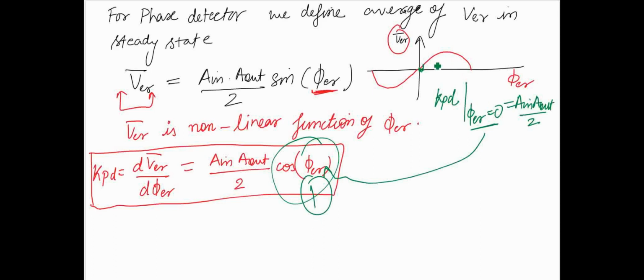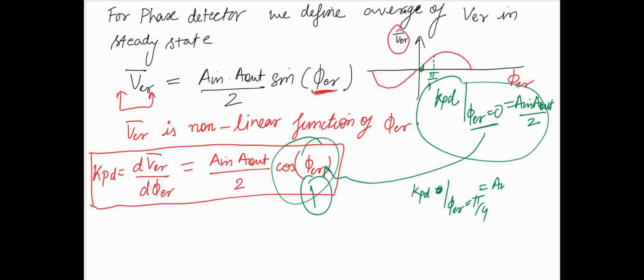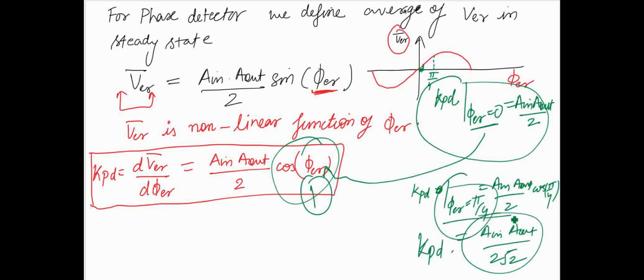Now in the second case, if we consider that your PLL is locked at phi error equal to pi by 4, then the gain of the PD will be different. You are giving a very small change in the input phase, and then you check what your KPD will be. That time your KPD will be different. KPD will be A in A out by 2 times cos pi by 4. Cos pi by 4 is 1 by root 2, so it will be A in A out by 2 root 2. This is your KPD when your PLL is locked at phi error equal to pi by 4, and when it is locked at 0, it was A in dot A out by 2.